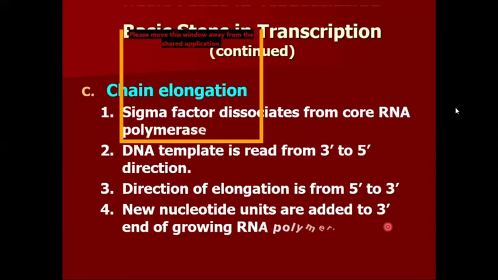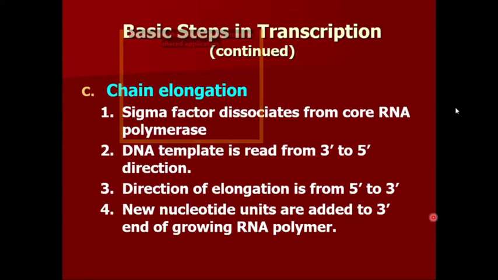Then we go to chain elongation. Okay? The sigma factor dissociates from the core RNA polymerase in order to expose the core enzyme. Now, it is very easy to remember chain elongation in transcription because it is very much the same as that in replication.